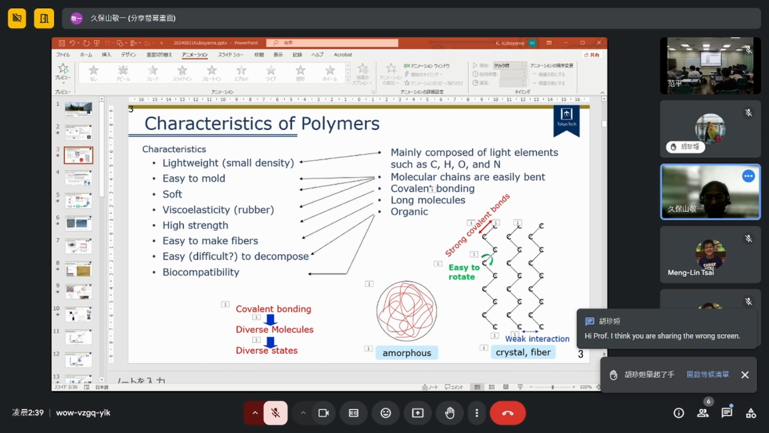I told you that polyethylene can form the amorphous structure and also the crystal structure. So let's start from the amorphous structure. This is a molecular dynamics simulation of polyethylene at room temperature. Maybe it's difficult to see, but the gray part is carbon and the white part is hydrogen.